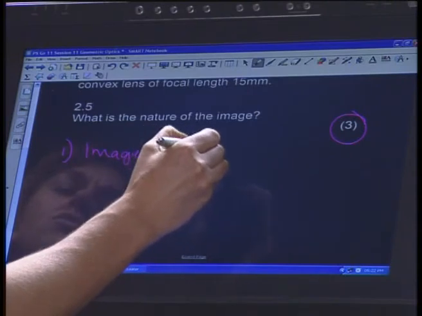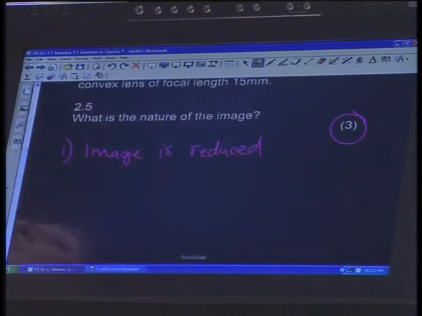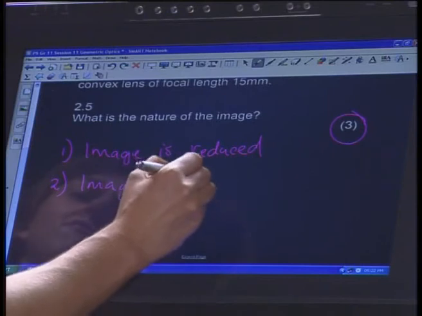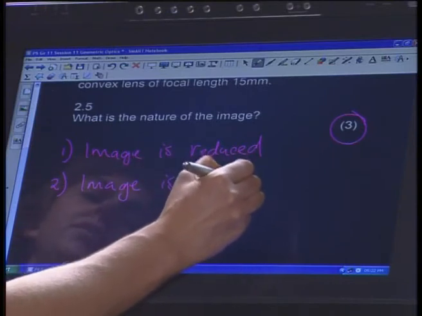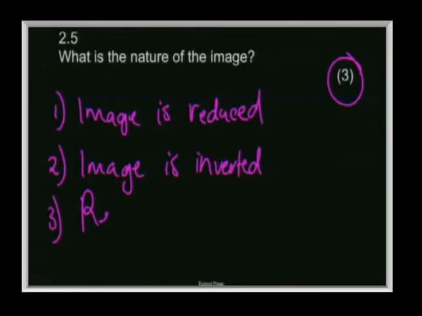Image is reduced. You can use any one of the other words that would mean exactly the same. You could say your image is smaller. You could say that the image is diminished, as long as we see that you understand that it reduces in size. The second thing, your image was inverted. So the image over here is inverted, or you could say upside down. And then lastly, we know that this is a real image. Okay, 3 characteristics that are typical of an image that is formed if my object is placed beyond 2f.